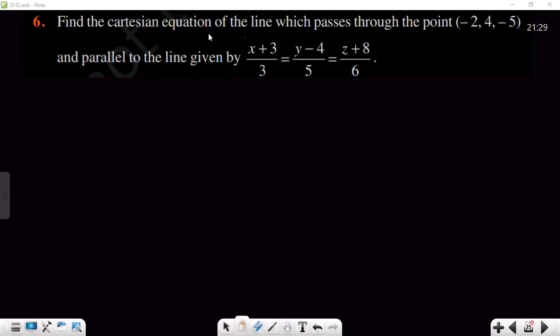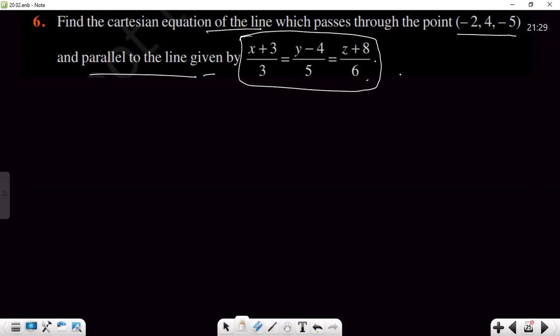We have to find out the Cartesian equation of the line which passes through this point and is parallel to the line given by this. If it is parallel to this line, then the direction of the line that we need to find the equation of will be the same. So first, x minus of minus 2, x plus 2. y minus 4 equals z minus of minus 5, z plus 5.